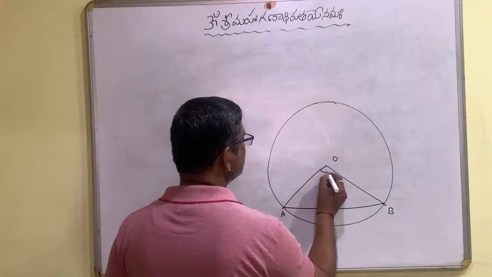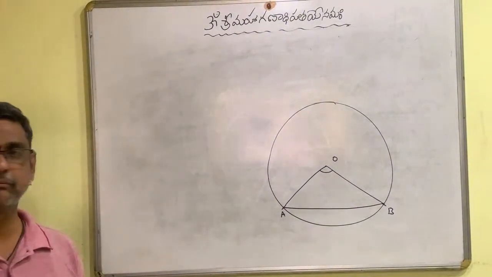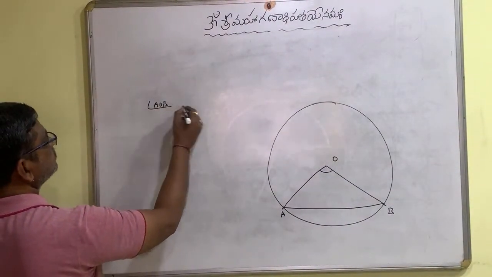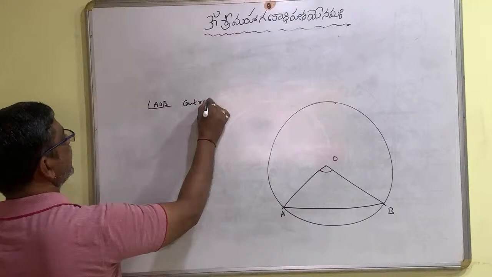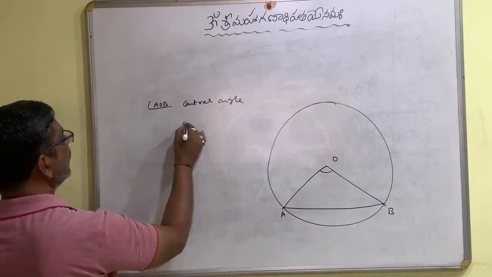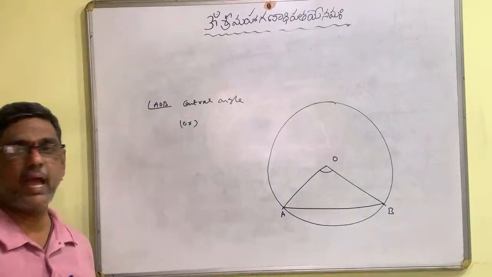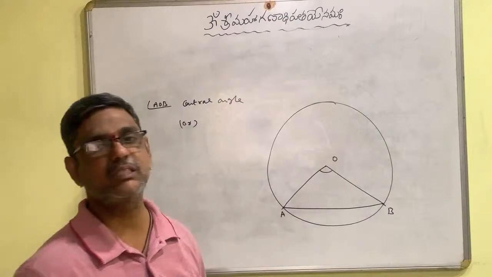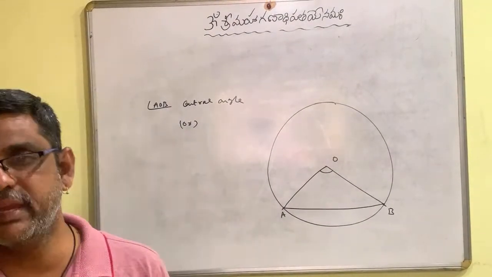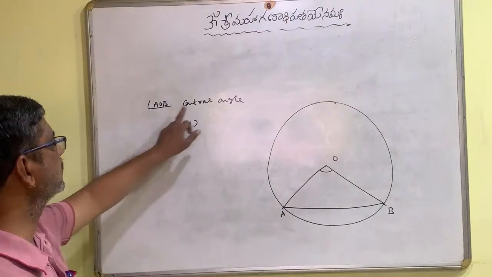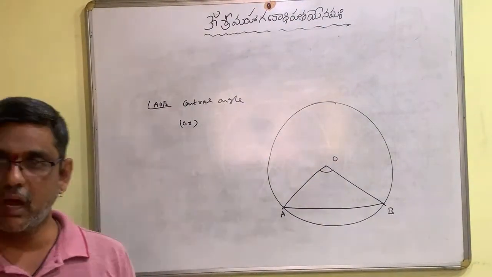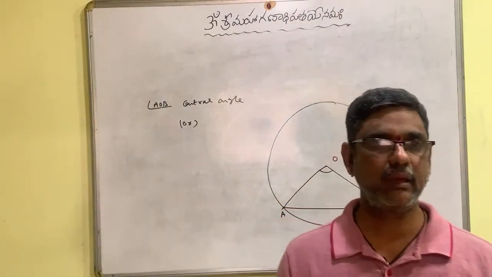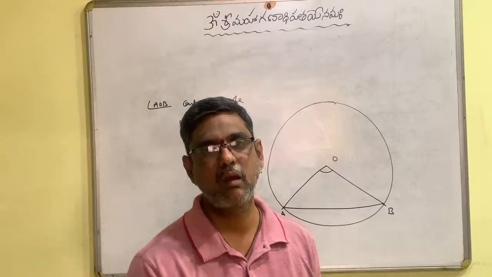Means this angle. Angle AOB is called the central angle, or angle subtended by chord AB at the center. Angle AOB is called either the central angle or the angle subtended by the chord AB at the center. Okay?